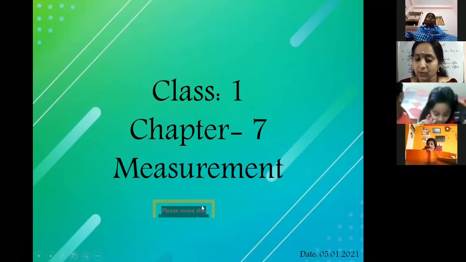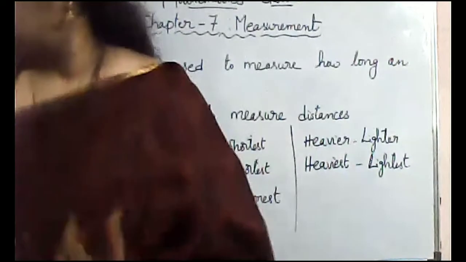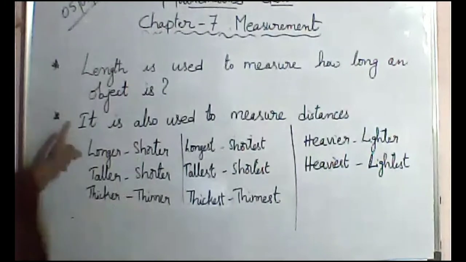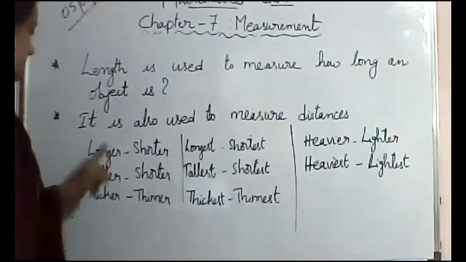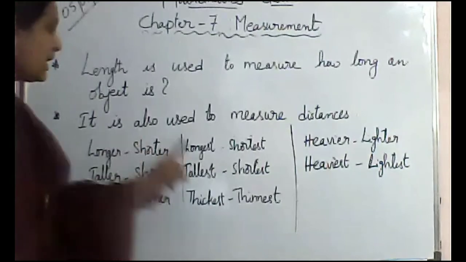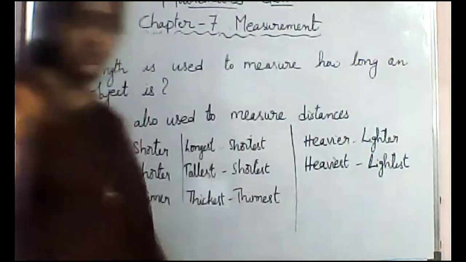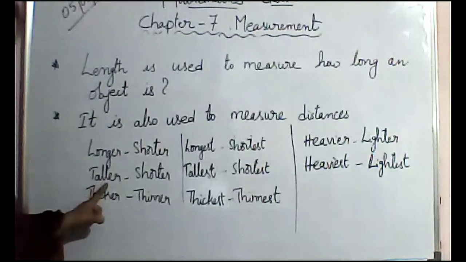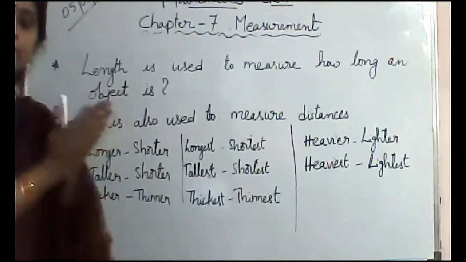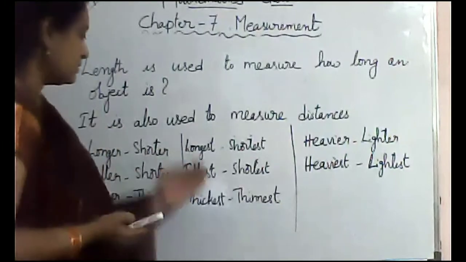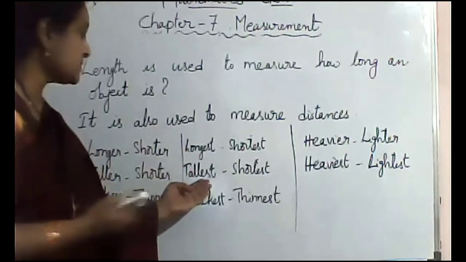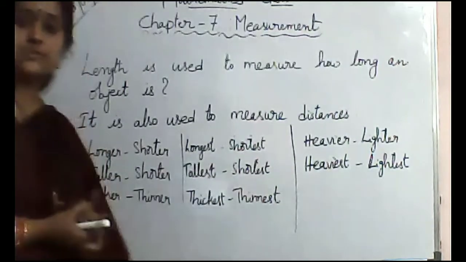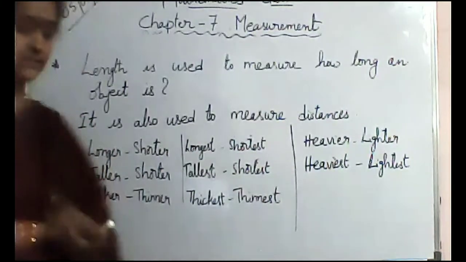So in the last class, we compared the objects by their length. We compared which is longer, which is shorter, which is the longest one and which is the shortest one. And taller, shorter: comparing two objects, whether one is taller or shorter. When coming to two or more objects, tallest, shortest. Which object is tallest and which one is shortest?